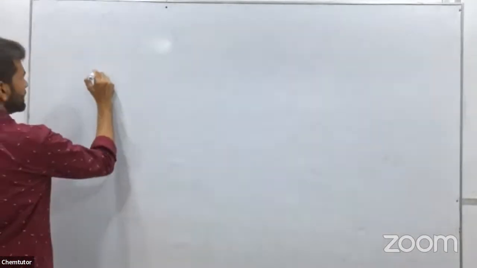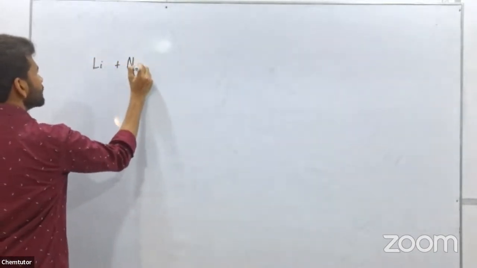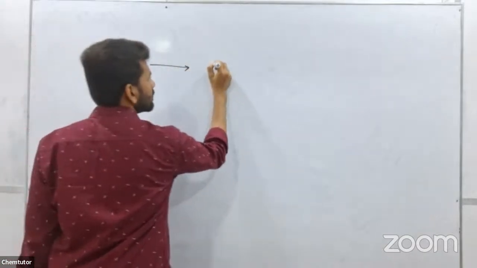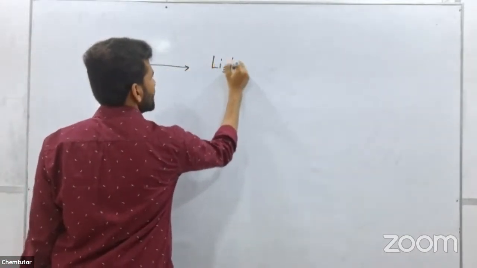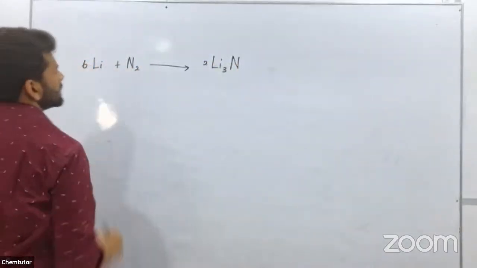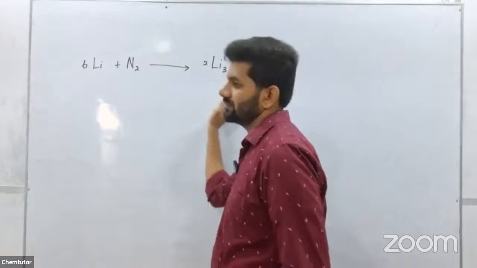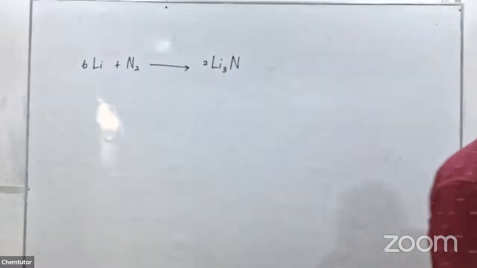So lithium is the element. Lithium with N2 can form Li3N. So this is the balanced equation. So the question is, which element of group 1 makes the metal nitride when heated readily with atmospheric N2? That is lithium. The metal is lithium, then you can write the equation. This is how lithium nitride is being formed.